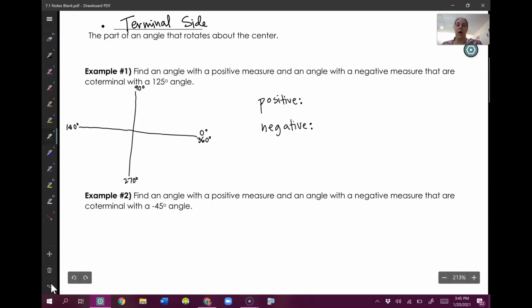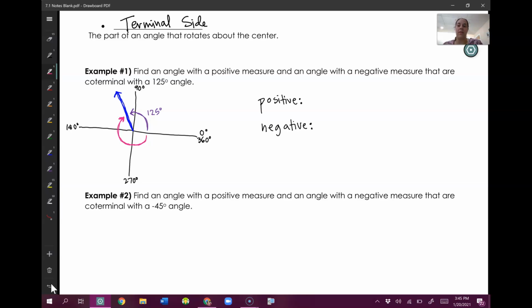And we're going to look at this. So 125 degrees is going to be a little past 90. It doesn't need to be exact, but it should be about there. So that is going to be 125 degrees. Now, let's do the negative angle first, because we talked about last time that if I take this and I go clockwise, that's going to be negative, and it's going to line up with the same side right there, so it's coterminal.